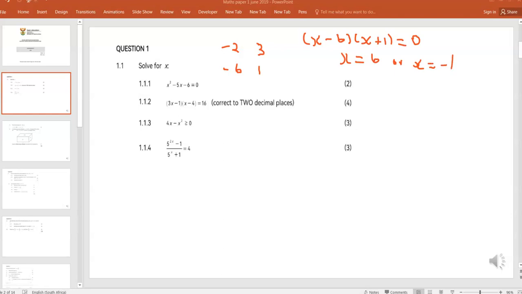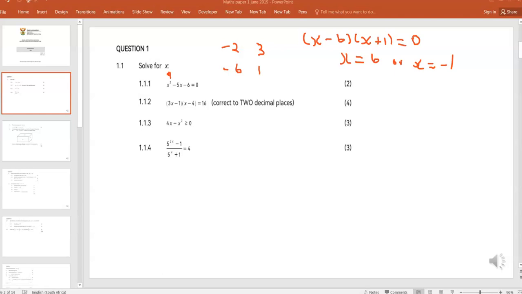For example, we know that the value of a here is 1, the value of b is -5, and the value of c is -6. So using the quadratic formula, you just put a as 1, b as -5, and c as -6. They will give you the same answers. You'll get these two answers as 2 marks, or just do the factorizing, which is quicker than the formula. So that'll be the first question.